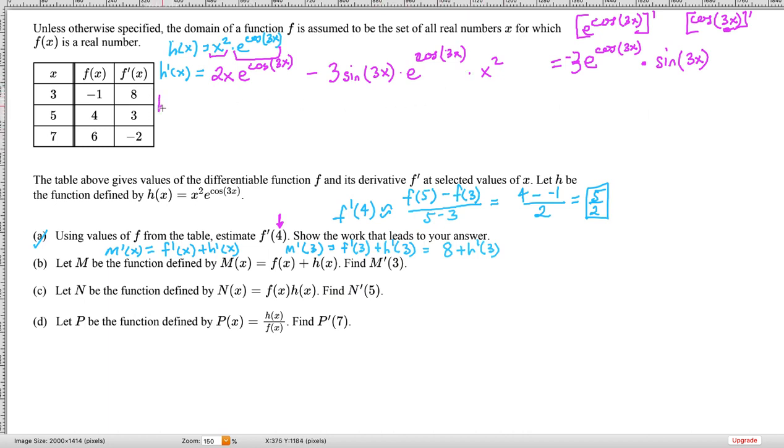I'm going to simplify it, to make it look a little bit easier to handle calculations. The way I'm going to do that is this term has an e to the cosine 3x, and this term has an e to the cosine 3x. So I'm going to factor that out: e to the cosine 3x. And then what's left in this first term is just 2x minus 3x squared times sine 3x.